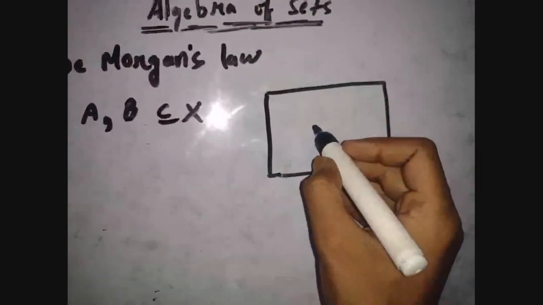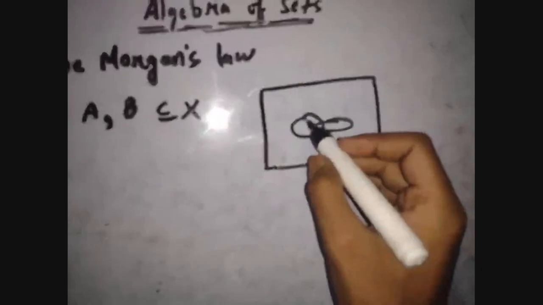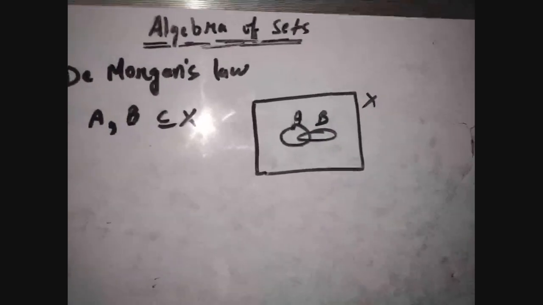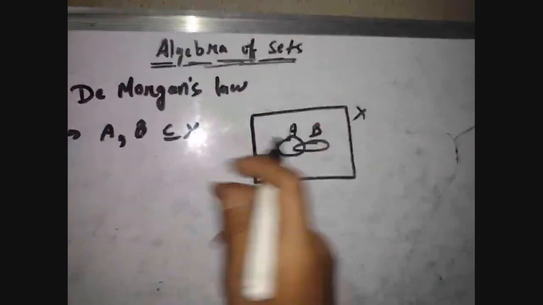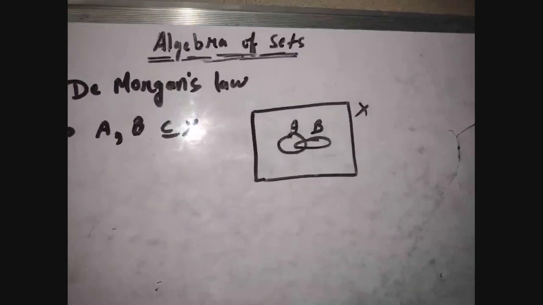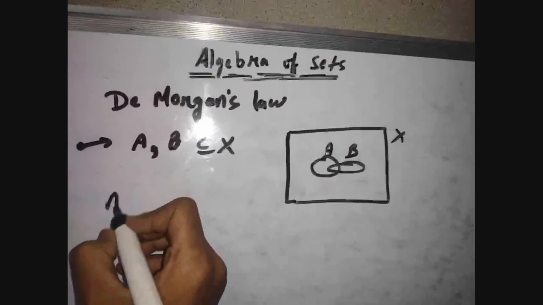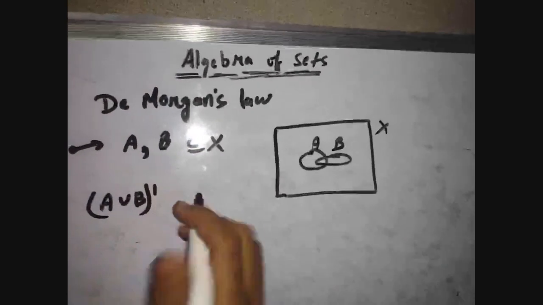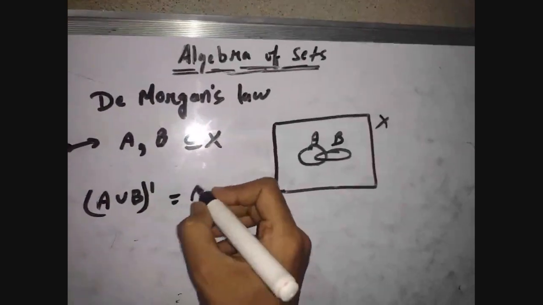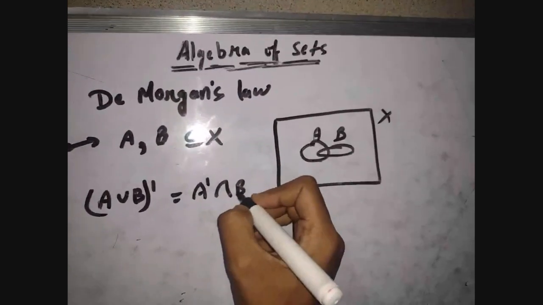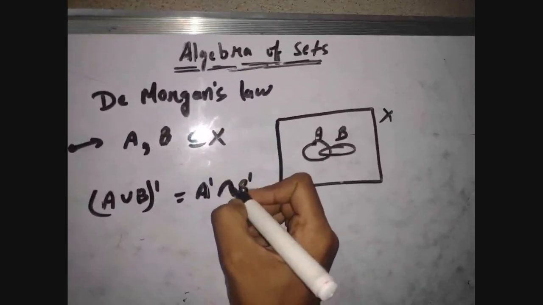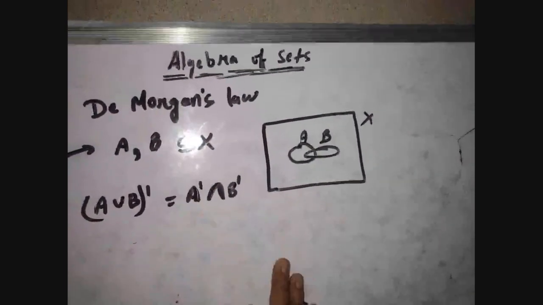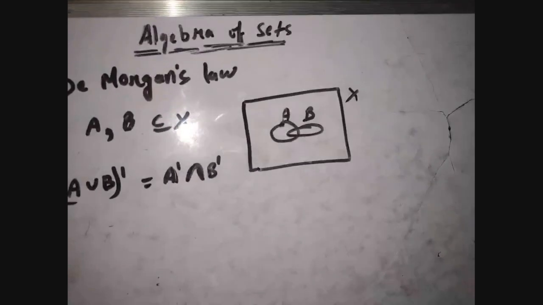So this is A, and this is B. This is X. So A is also a subset of X, and B is also a subset of X. Then De Morgan's law says that (A union B) complement is equal to A complement intersection B complement. So the complement of A union B is defined as the complement of A intersection the complement of B.